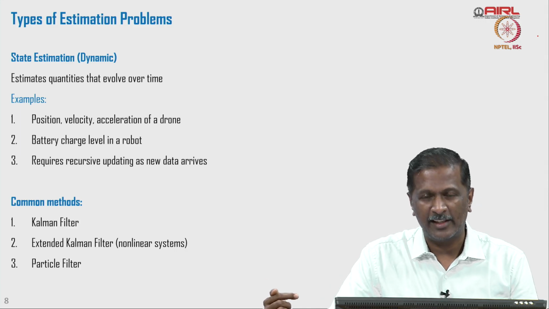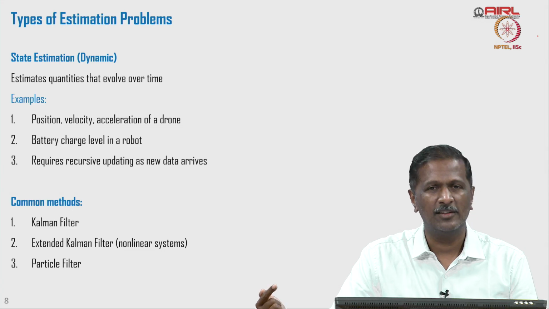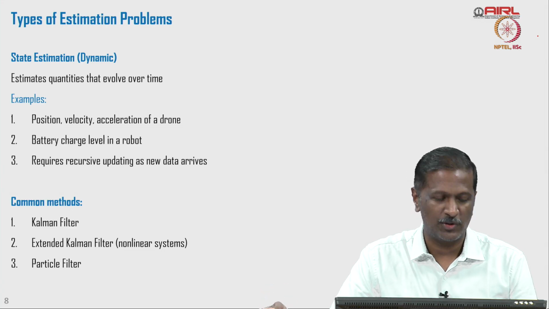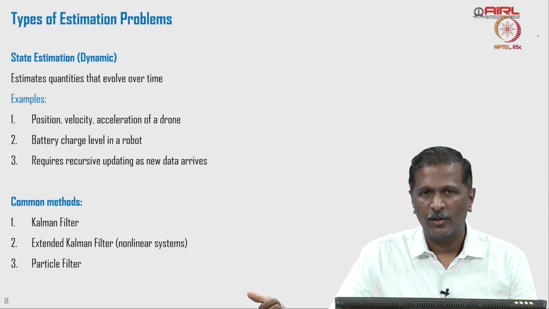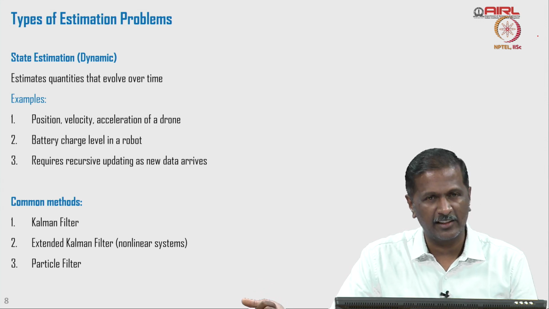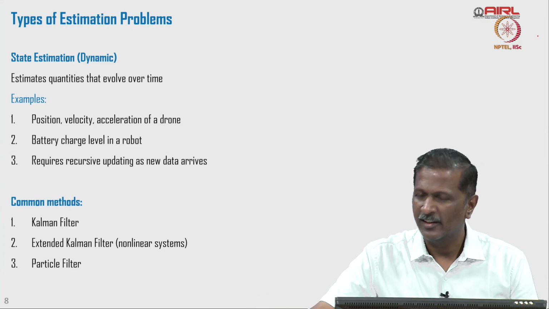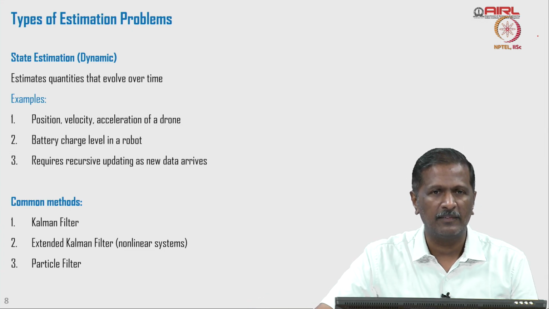They require recursive update. Whenever the new data comes, you need to find out what is the current position with respect to time. What are the commonly used methods for state estimation? Kalman filter, or you can go with the extended Kalman filter, or you can use particle filter, right. We usually use extended Kalman filter for nonlinear systems.